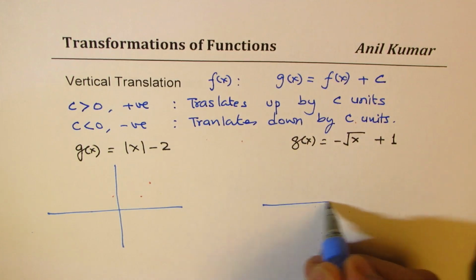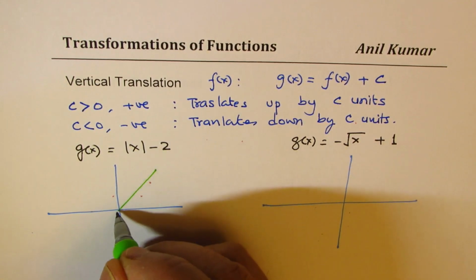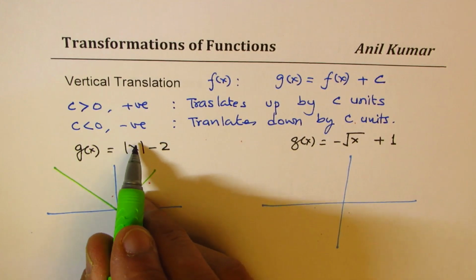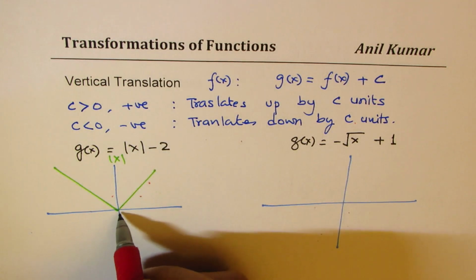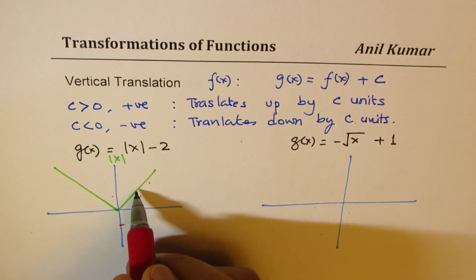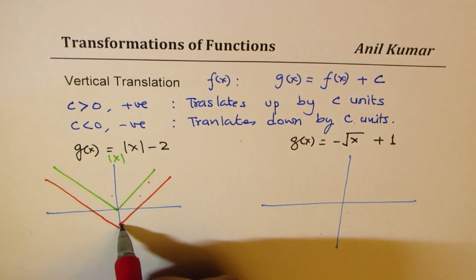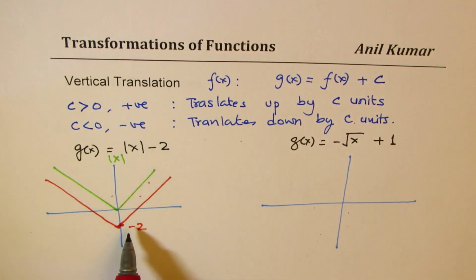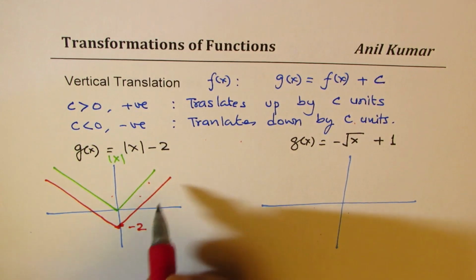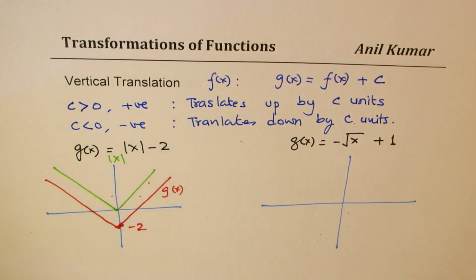You can actually pause the video, sketch yourself, and then compare with my results. So the absolute x function is basically kind of like this, right? Now when I say absolute x minus 2, this is absolute value of x. I'm bringing every point down by 2 units. Do you understand? So it will be like this, where this point is minus 2. So that is what it results into, correct? So this is your g of x, absolute value of x minus 2. So pull it down by 2 units.